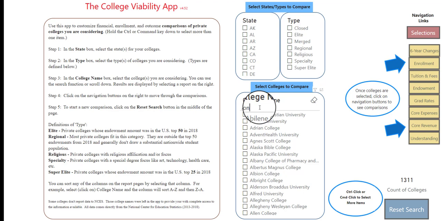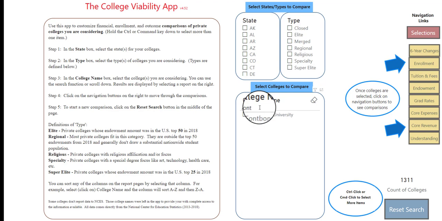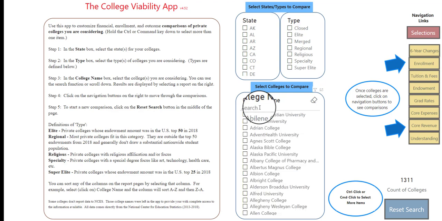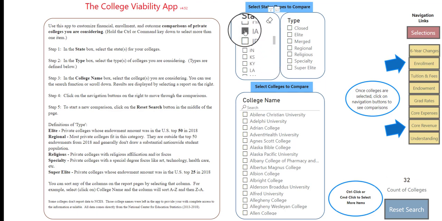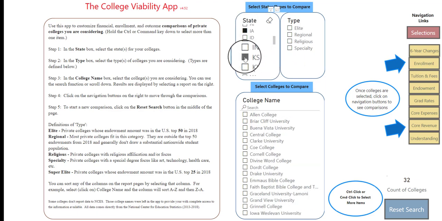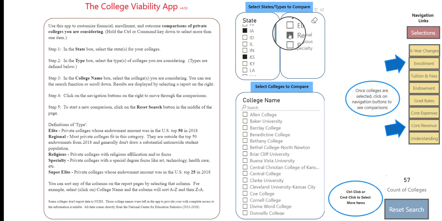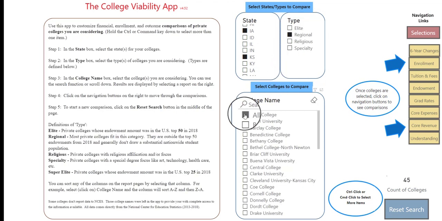You can type in the characters of a college you might be searching for, or you can select multiple states with Control-click on the mouse and keyboard. Let's go up to state and grab some colleges in Iowa and in Kansas. Let's make them regional colleges. And let me just grab a couple of colleges for each of those states.